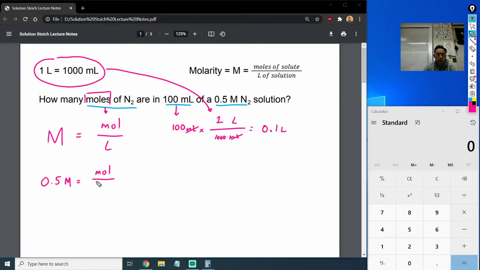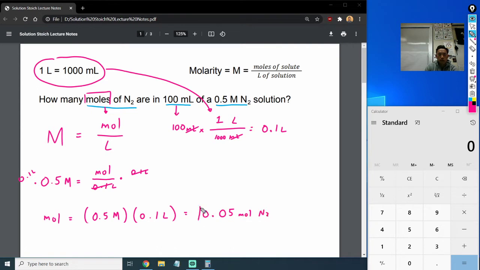And this is what we're going to plug in on the bottom of the fraction right here. So 0.1 liters. Alright, so here we just need to calculate this out. So what I'm going to do is multiply both sides by 0.1 liters. That way these can cancel out. That means I have to multiply this side by 0.1 liters. That means moles is going to be 0.5 molarity times 0.1 liters. Okay, so if you put this in your calculator, 0.5 times 0.1, that should give you 0.05 moles. Okay, and it'll be moles of N2.